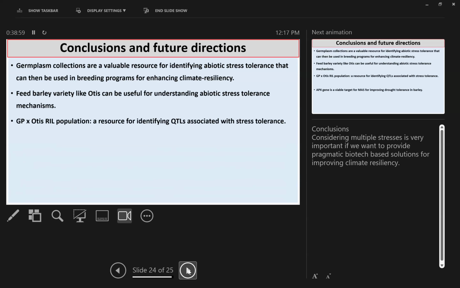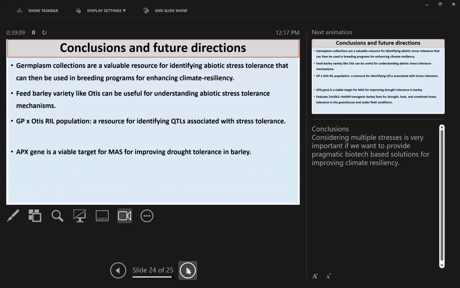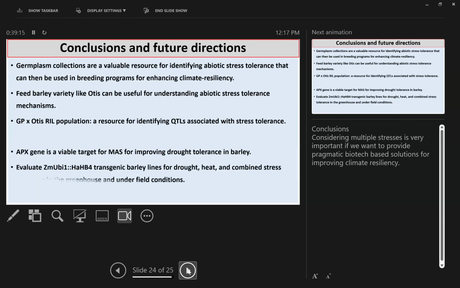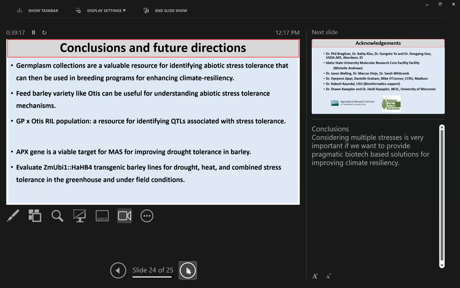We registered this population. We also dumped all the data into T3 so people can use the GP-ORDIS RIL population for screening for any other traits if they are interested. And I think the APX gene is a viable target for marker-assisted selection for improving drought tolerance. And we are looking forward to screening these transgenic lines that we have got for drought and combined stress. Hopefully, we'll give you an update in the coming meeting.